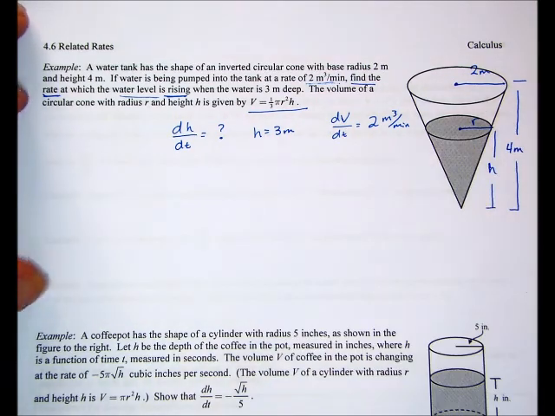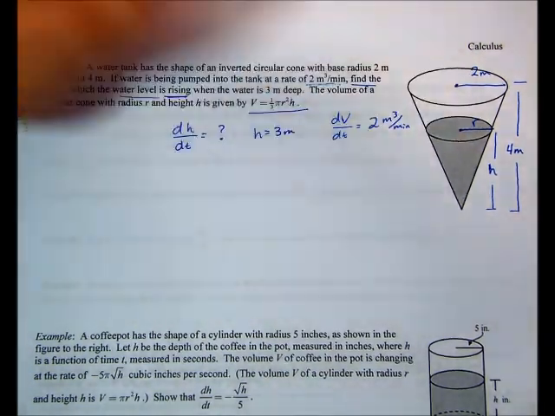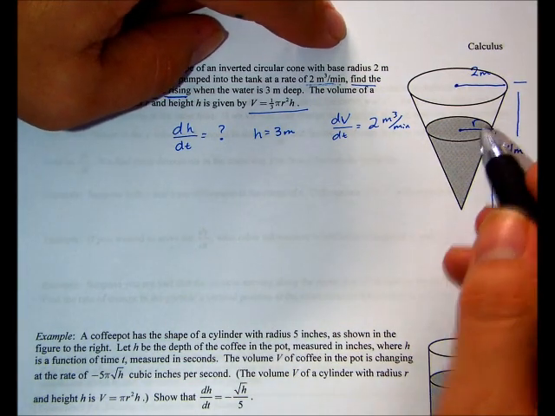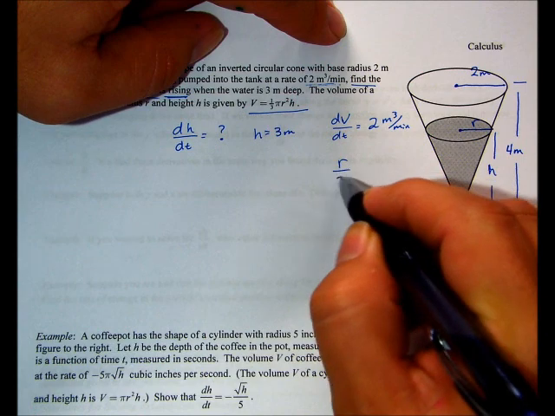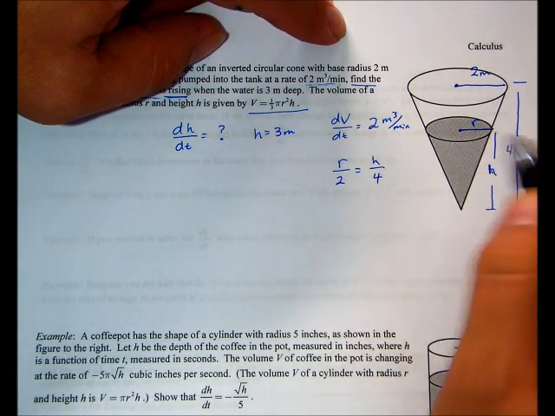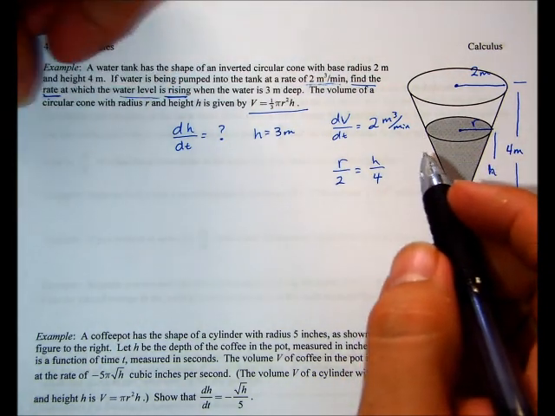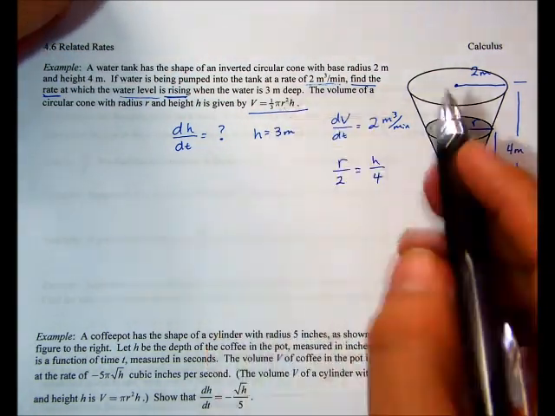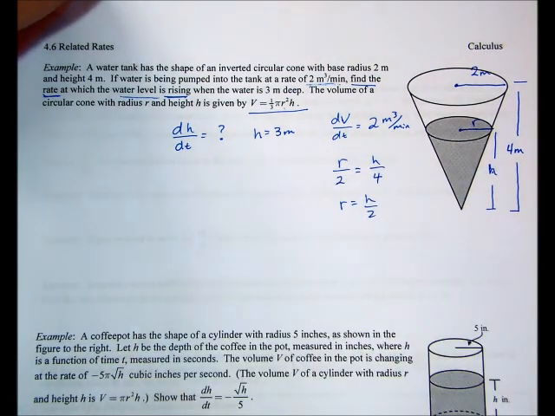Now, this is an example of a problem that uses similar figures. In this case, we're going to say r is to 2 as h is to 4. So this is just similar figures. And we want this in terms of h, so I'm going to solve for r, and I'm going to say r is h over 2, just by multiplying the 2 over.